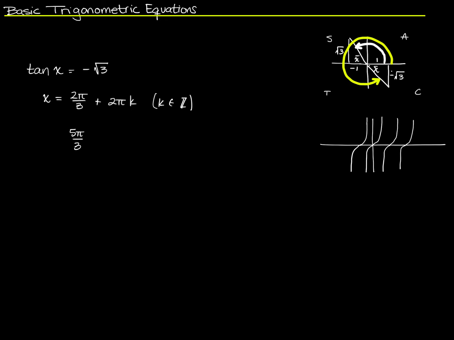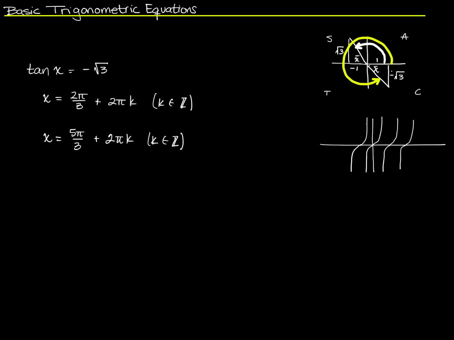The other way I could think of this is if this is 0 and this is 2 pi, that is 6 pi over 3. Subtract one angle the size of pi over 3 from 6 pi over 3 and you get 5 pi over 3. But I still have to write plus 2 pi k, where k is an integer.